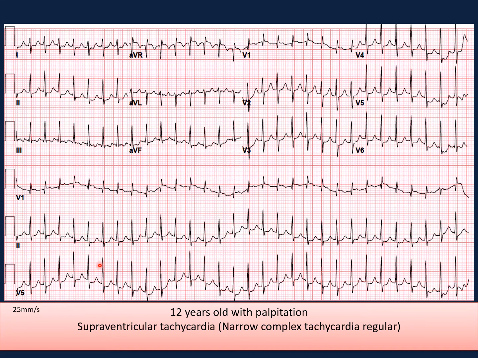Also, there is no variation. There is a non-variable rhythm, so there is no variation in the heart rate. Also, if you look here, there is no visible P wave and the QRS complex is narrow. So this is a case of supraventricular tachycardia.